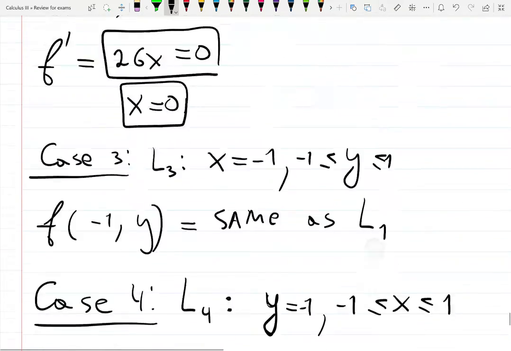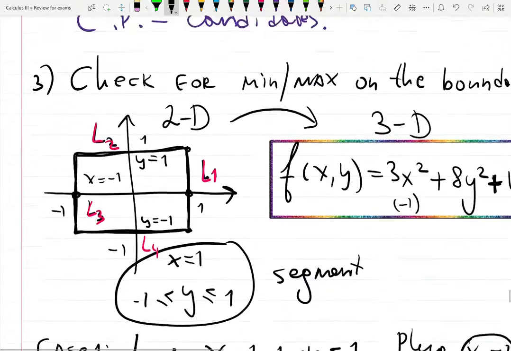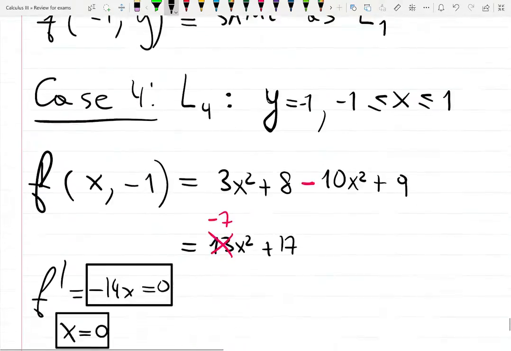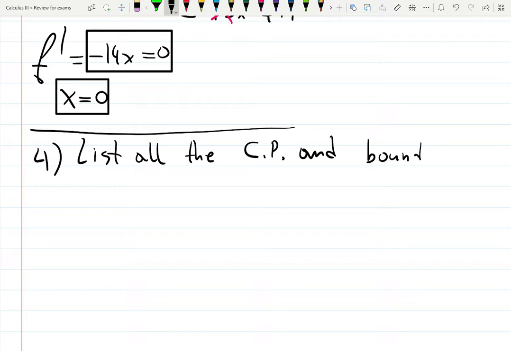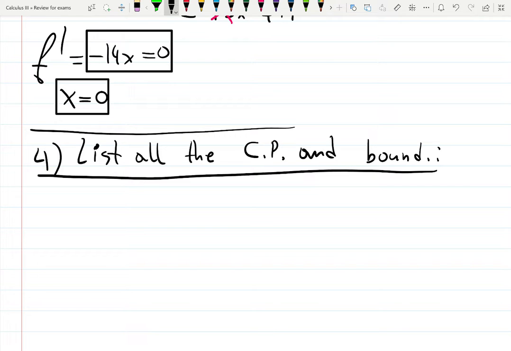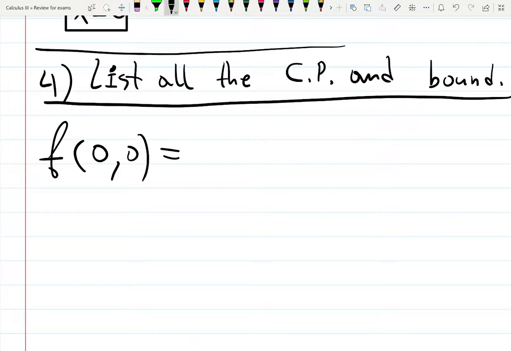The last step, so this was the longest step. The last step goes faster. Step 4, just like in calculus 1, you make a list of all the critical points and boundaries. In calculus 1, there were endpoints. In this case, those are borders. So let's find them all. Let's catch them all, like in, you know where. F of 0, 0.